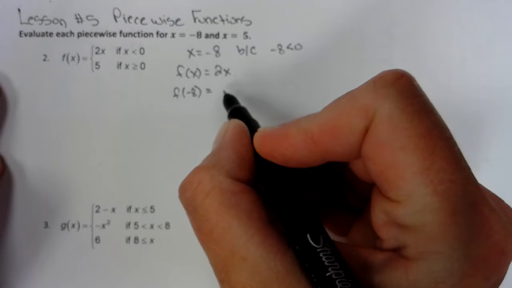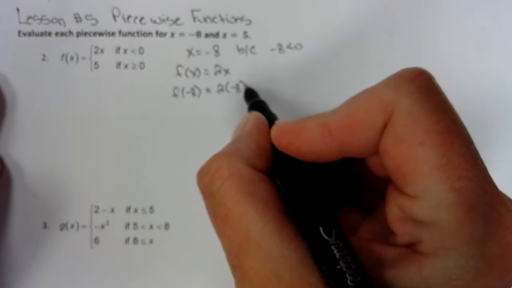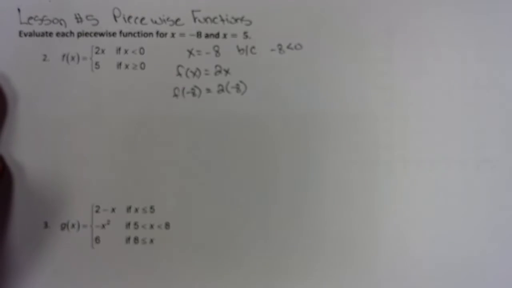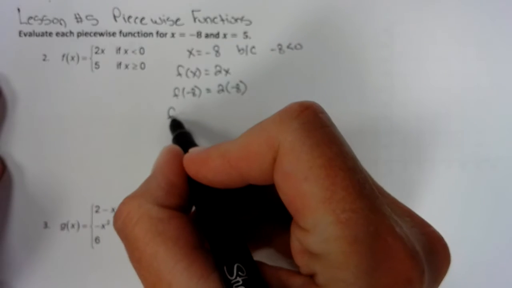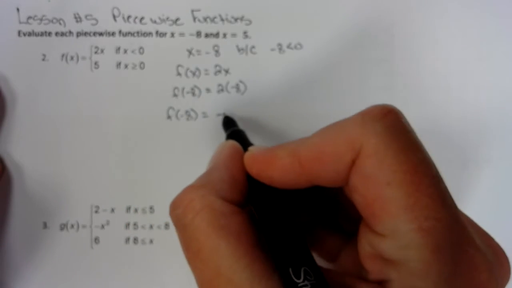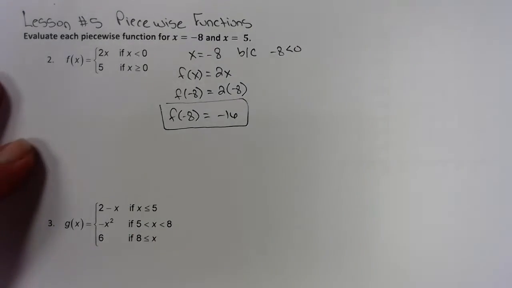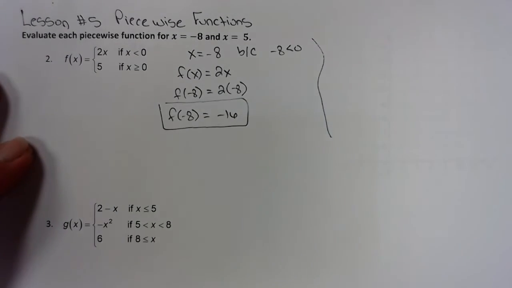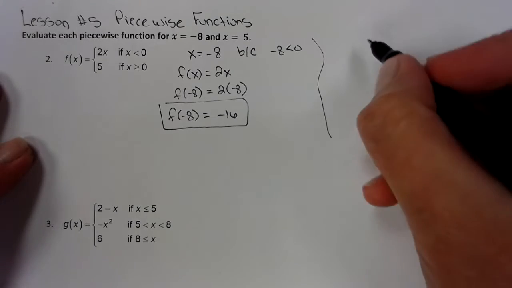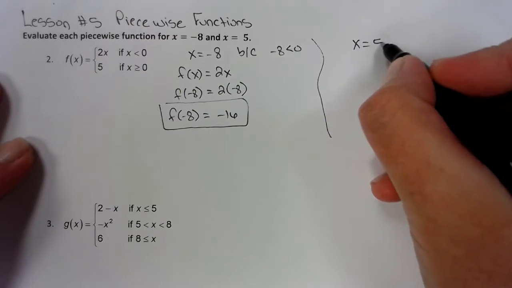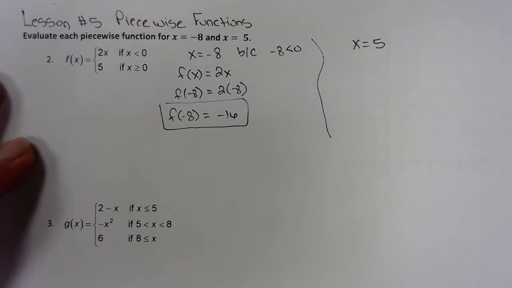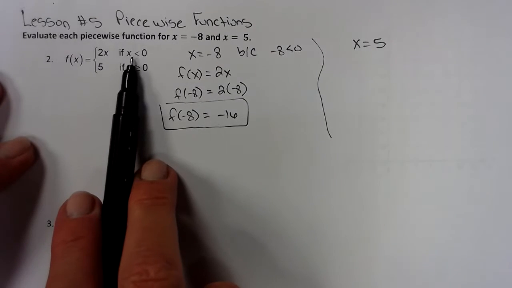Plug -8 in for x. F of -8 equals -16. Now we're going to evaluate the function when x equals 5. Go to your parameters.